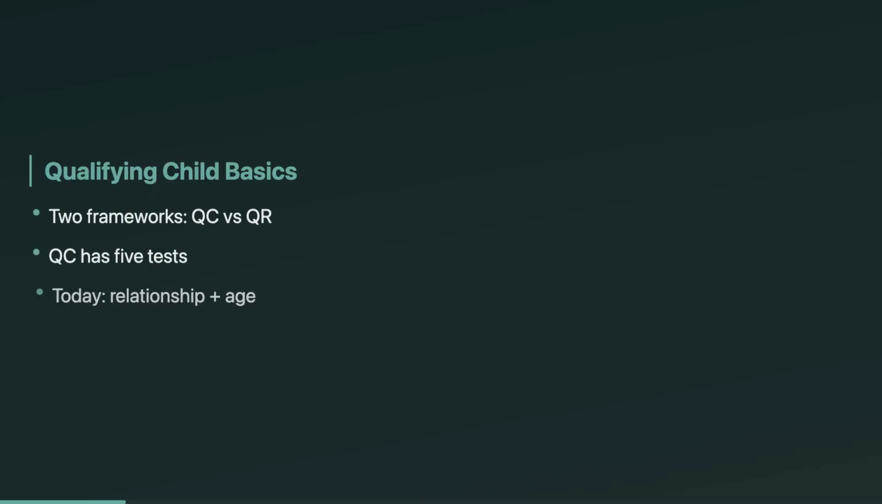Start with the big picture. Qualifying child and qualifying relative are two different dependency frameworks. On the EA exam, they love tricking you into using the wrong one. Qualifying child has 5 tests, and they're generally stricter. In this lesson, we're only zooming in on the first two, relationship and age. Nail these, and you'll eliminate a lot of answer choices fast.